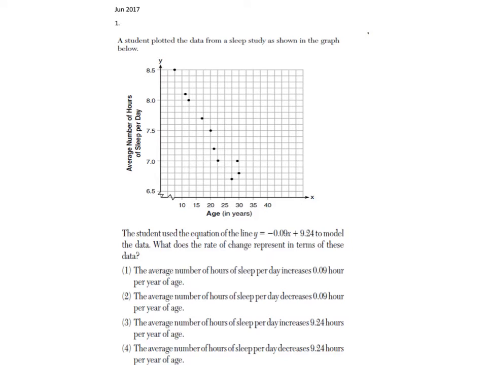So a student plotted the data from a sleep study as shown in the diagram. So average number of hours of sleep per day and age. So you guys fit in this category right here. So the student used the equation y is equal to negative 0.09x plus 9.24 to model the data. What does the rate of change represent in terms of these data?